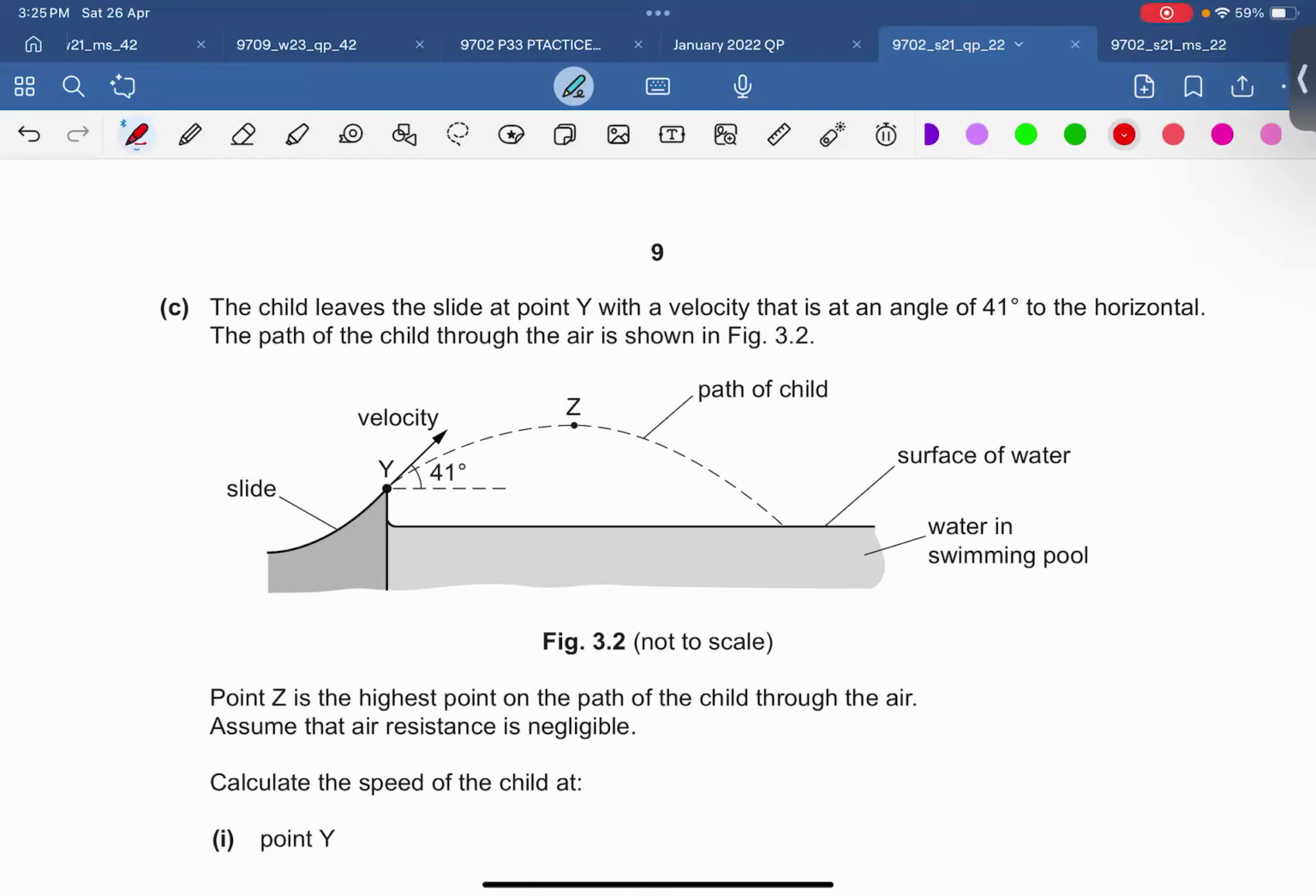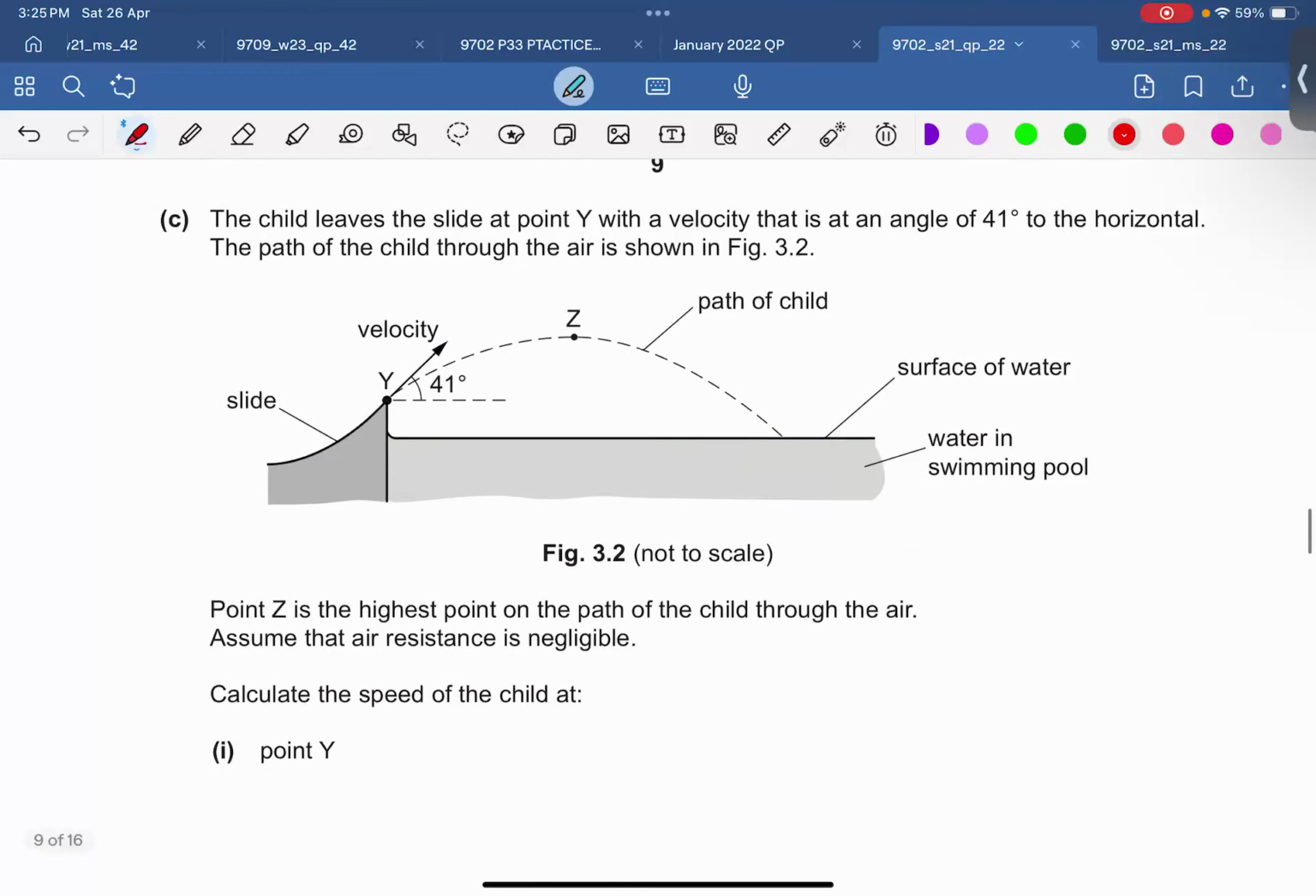The child leaves the slide at point y with a velocity at an angle of 41 degrees to the horizontal. The path of the child through the air is shown in figure 3.2. Point Z is the highest point on the path of the child through the air. Assume that air resistance is negligible. Calculate the speed of the child at point Y.